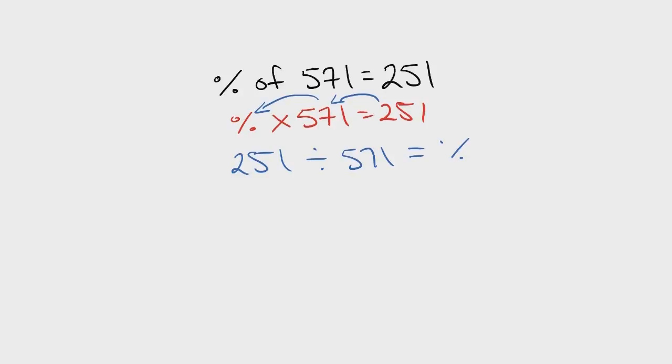So we're going to divide. Well, I'm going to have to write a long division problem of 251 divided by 571. Add a decimal, bring it straight up, and I'm going to add maybe 3 zeros. Hopefully we don't have to do that much division.